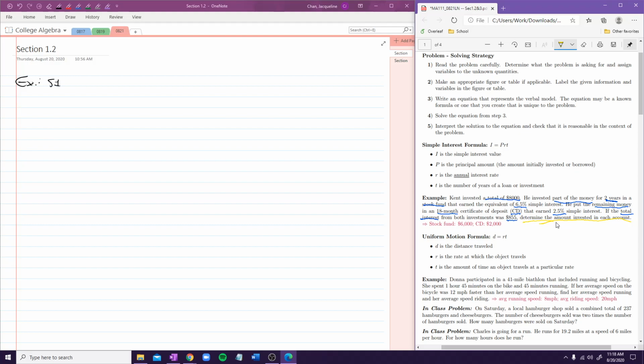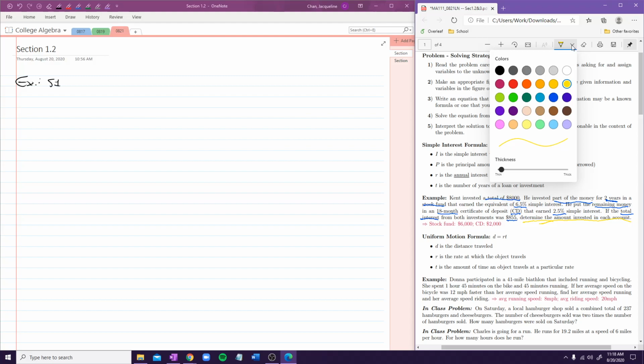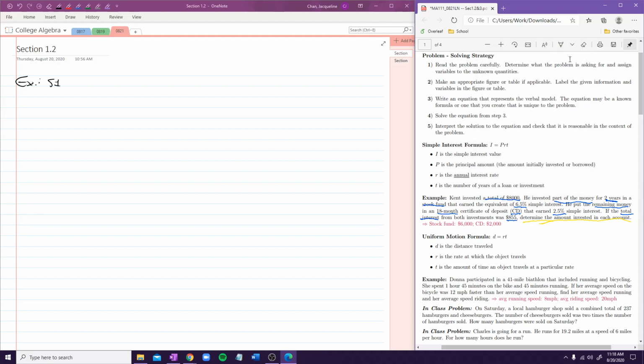Sorry, I tried to underline as straight as possible. I wish there was a highlighter here. I think it would have been better, but it's fine. We'll make do with what we have.